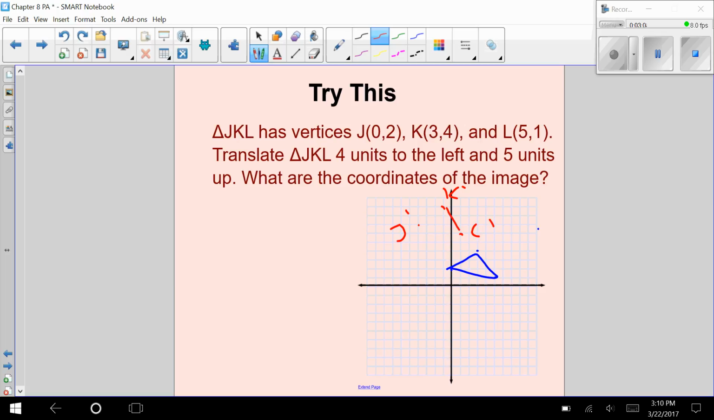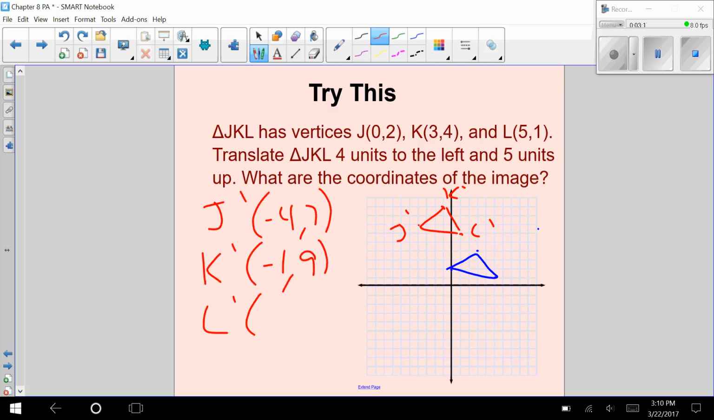L prime. So J prime is at (-4, 7). K prime is at (-1, 9). And L prime is at (1, 6).